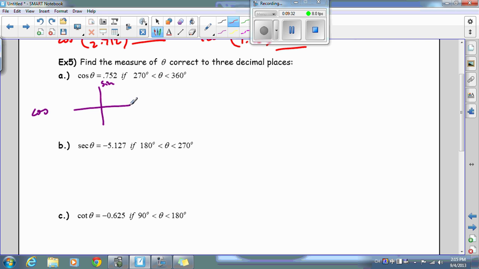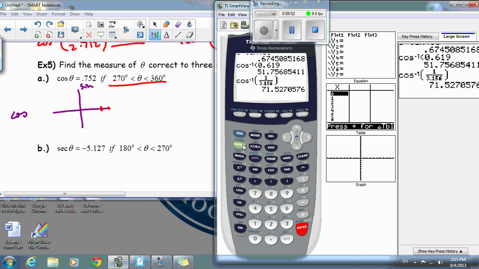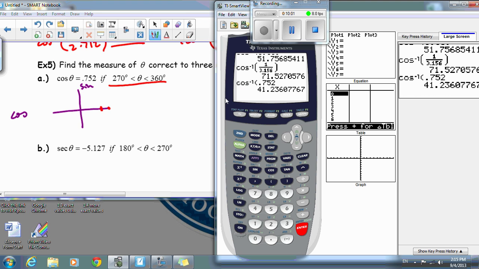For the cosine to be here, knowing that this is 1, 0.752 is located here. The only way the cosine will be 0.752 is if it's in the first quadrant or the fourth quadrant. But here we restricted it to the fourth quadrant. Just use your calculator and find that cosine. Now, I will use my calculator and say I'm looking for the cosine inverse of 0.752. My calculator tells me it's 41.236.